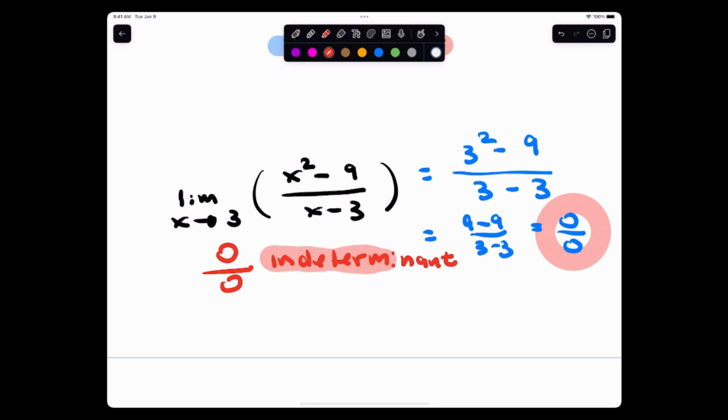And what? Determinate. What does indeterminate mean? You know what it means? Can't determine.